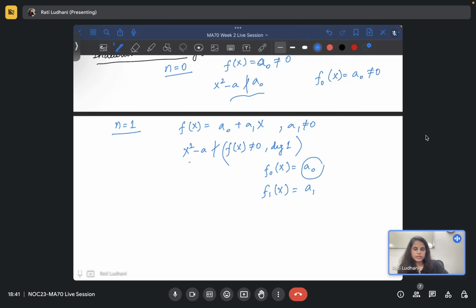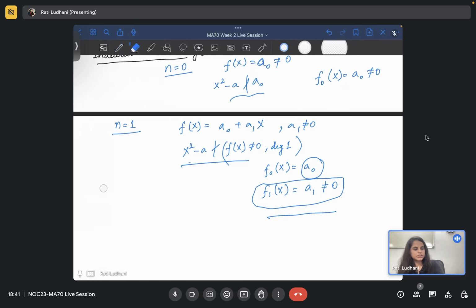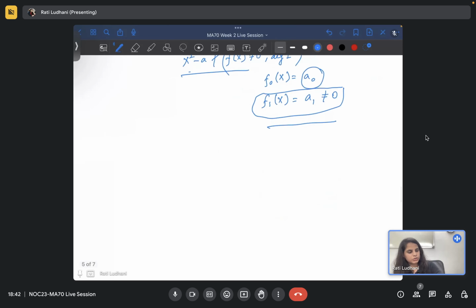I have no information about a0, because a0 could be 0; we just know that the degree is 1, so a1 will be non-zero. So I have information about this, and this is not dividing and this is not equal to 0, so this is okay again for the n equals 1 case. I can even say it in terms of the claim also. The claim and these things are the same, because g(x) is anyway 0, since the degree of x² - a is 2, so the quotient part is anyway 0, and we are just talking about the remainder.